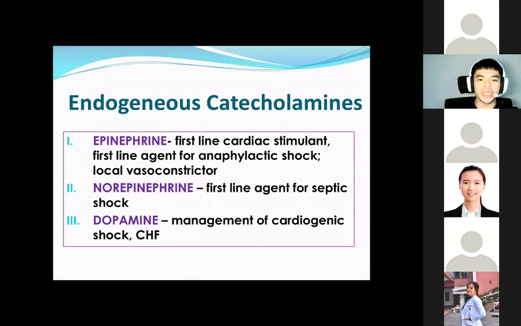Number one are the clinical applications of endogenous catecholamines. Endogenous or natural catecholamines include epinephrine, norepinephrine, and dopamine based on your learning sa previous discussion natin. So let us discuss individually the clinical applications. Number one, for epinephrine, we have several applications relevant to epinephrine. Number one, this is deemed as the first-line cardiac stimulant.